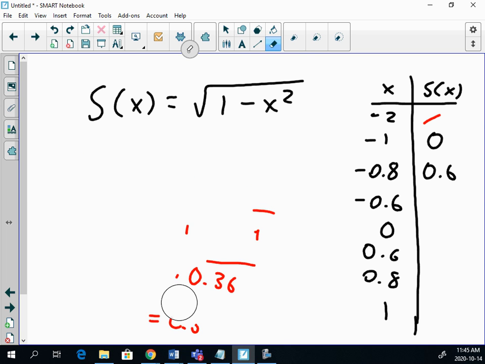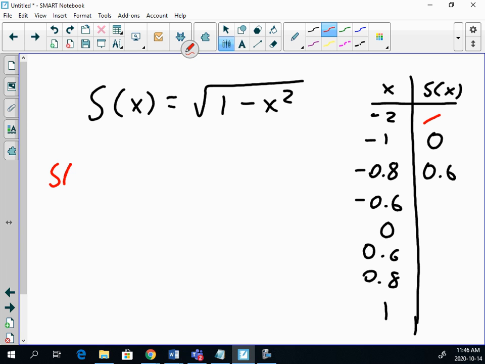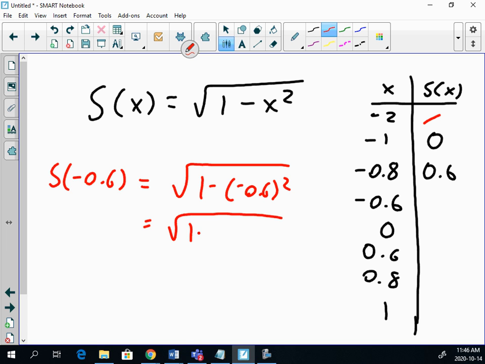If I take s of -0.6, it's basically what I just did, kind of reversed. Now I have 1 minus (-0.6) squared. That is to say, I have the square root of 1 minus 0.36, which is the square root of 0.64, so it's 0.8.